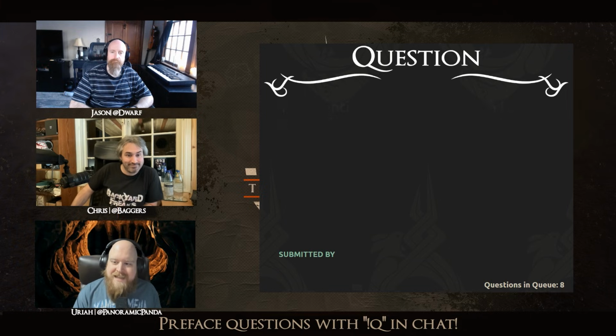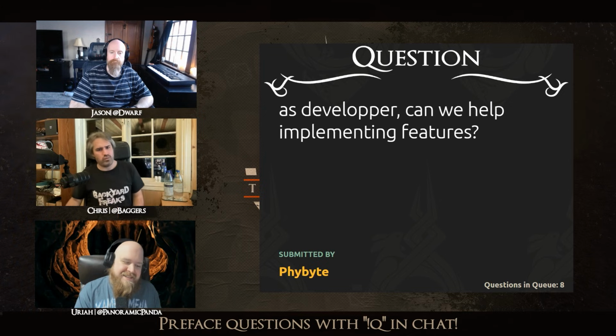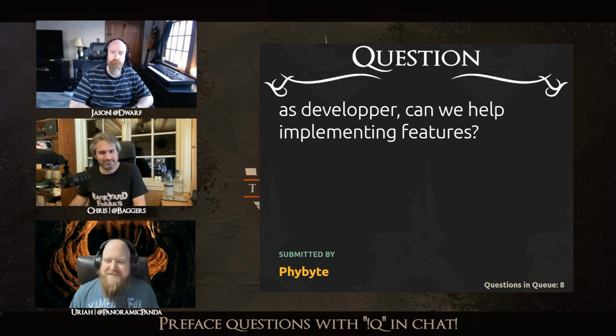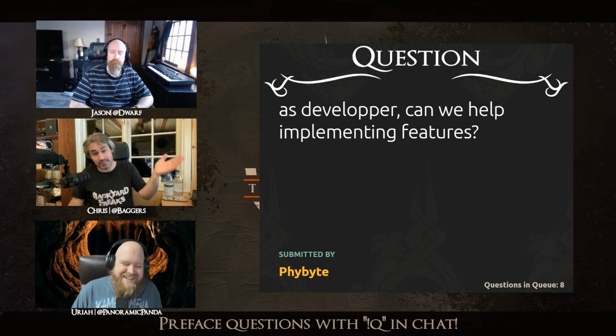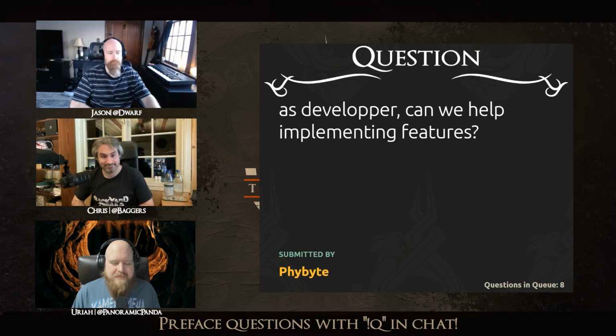Fibyte asks, as a developer, can we help implementing features? No. Okay, I mean, other than through symbiotes. That's the place where we're going to make an API that is stable and you can rely on, and we can keep it backwards compatible going forward. But in the game itself, I'm afraid not.